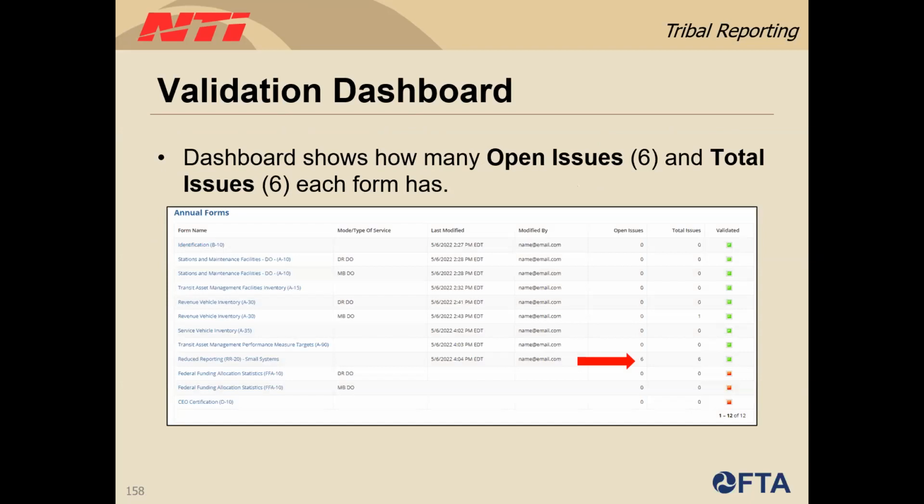This is the summary page of a report package. This table lists the number of open issues as well as total issues. You will want to focus on the number of open issues, since open issues will prevent you from submitting the report. The table also shows which forms have been validated, which appear as green, and non-validated, which appear as red.